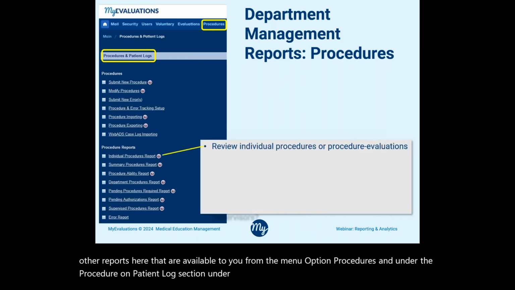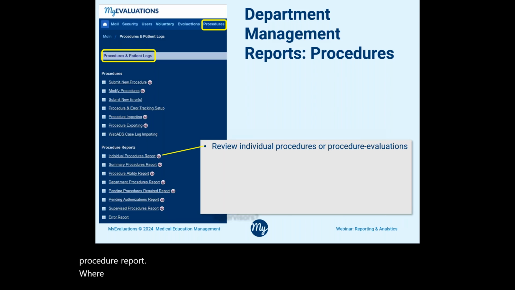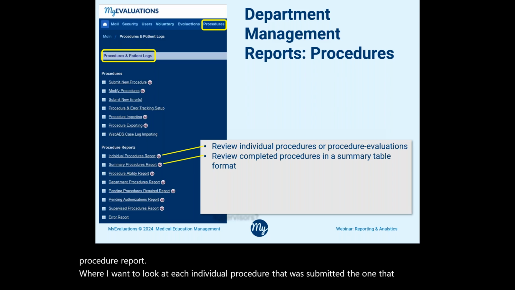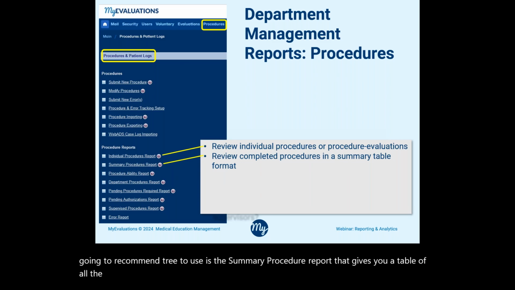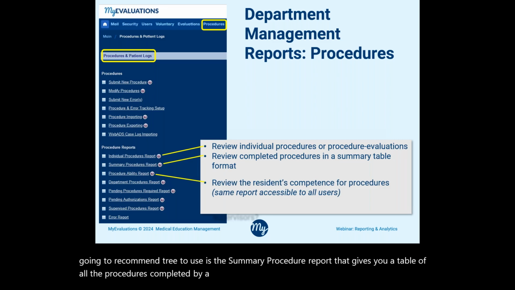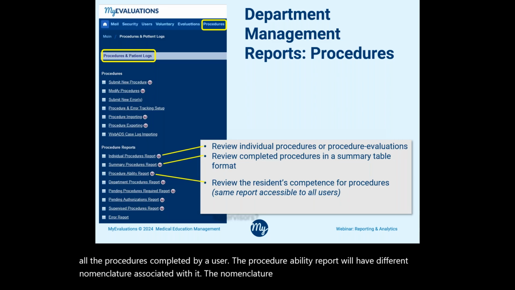For procedure reports, there's the individual procedure report where I want to look at each individual procedure that was submitted. The one that I'm going to recommend for you to use is the summary procedure report that gives you a table of all the procedures completed by a user. The procedure ability report will have different nomenclature associated with it. The nomenclature of that report will be determined by your department's setup.